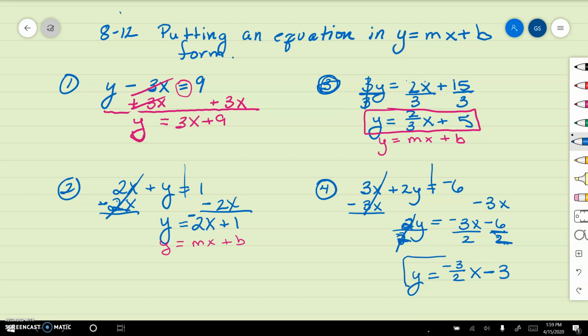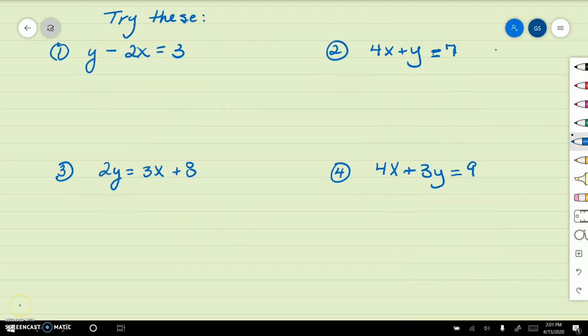Okay, so those are all my examples. Hopefully you did okay with those, and you can go on to your own problems. So I'm going to put those up. Okay, so it's your turn. Here are the 4 problems I want you to try. Remember, we're going to move x to the other side, and then if the y has a number in front of it, we're going to divide. So hit pause, try these 4 problems, and when you come back, you'll see the answers.